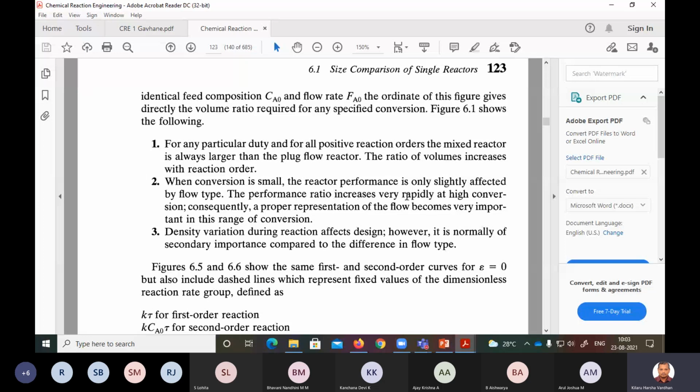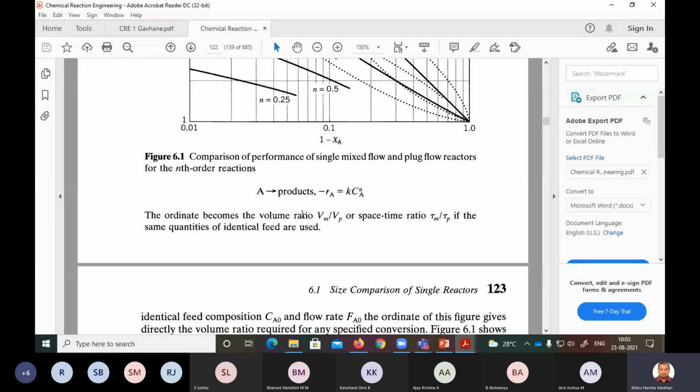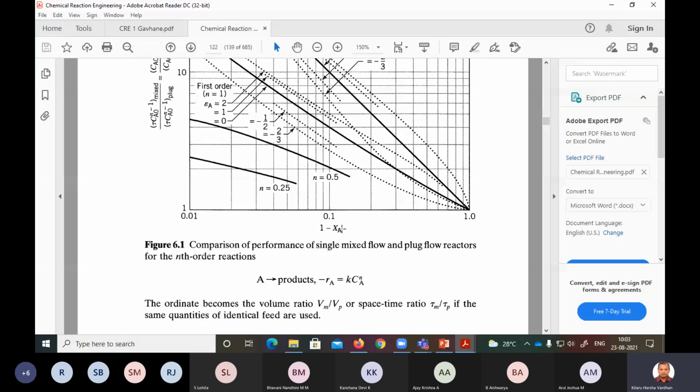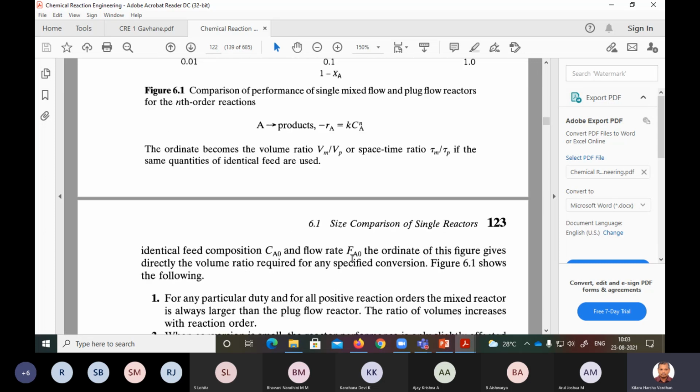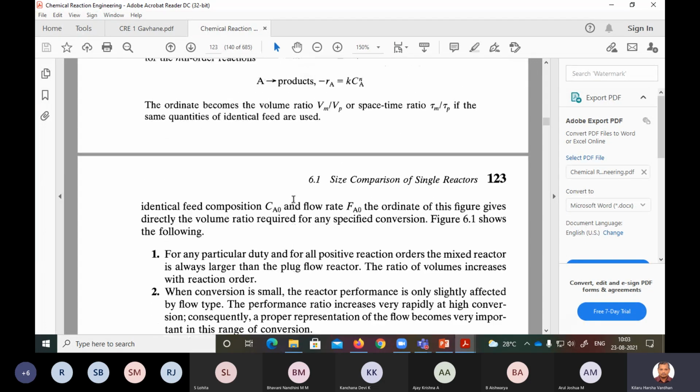The performance ratio increases very rapidly at a higher conversion. What is higher conversion? Higher conversion is nothing but XA is 1. When XA is 1, your value is 0. That means here you can see large variation. Whereas when XA is small, your value is 1. Here you can see less variation. So what that means is, when the conversion is small, either a plug flow reactor or a mixed reactor, you will not have much difference. But the difference between the plug flow reactor and the mixed reactor will show up when you are going for a higher conversion. That is one more very important point which you get from this curve, right?